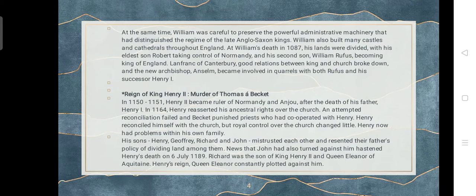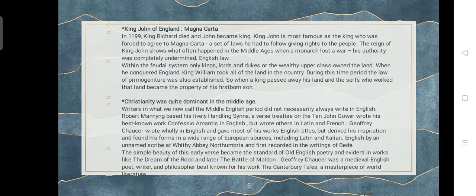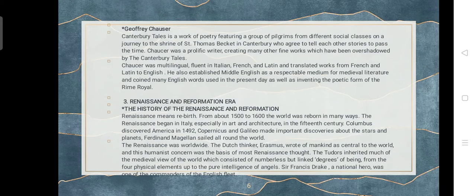Good relations between king and court broke down, and the new Archbishop Anselm became involved in quarrels with both Rufus and his successor Henry. Reign of King Henry II, murder of Thomas Becket. King John of England, Magna Carta. Christianity was quite dominant in the Middle Ages. Geoffrey Chaucer.